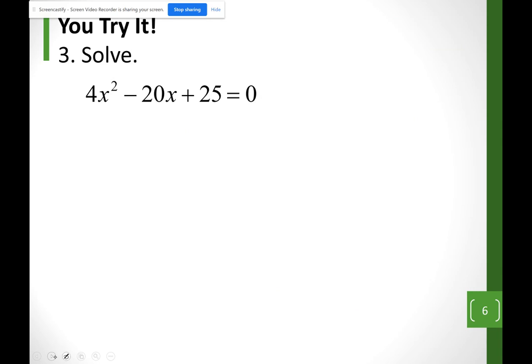Now you try this at home. Remember the quadratic formula. And you should get just, in this case, you also get just one answer. It's 5 over 2.